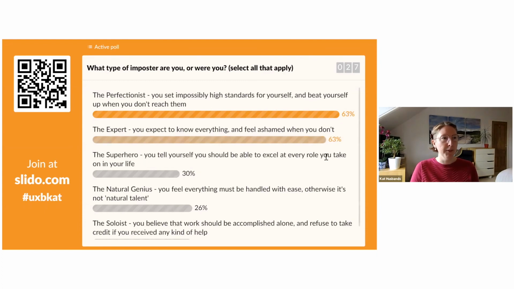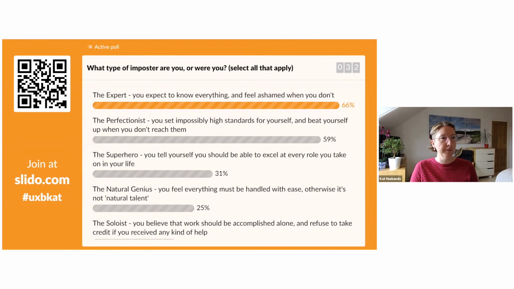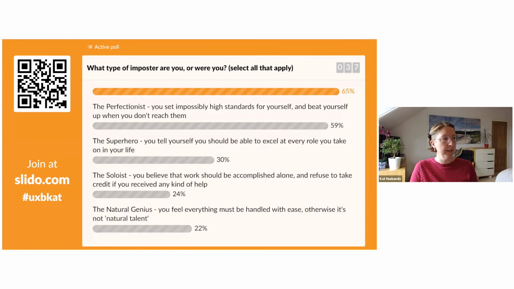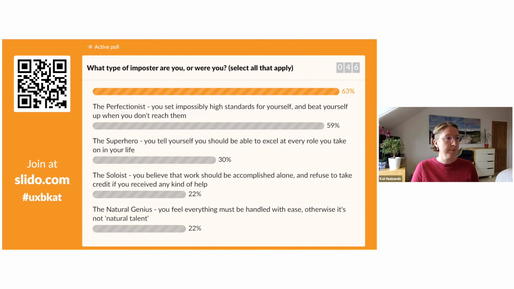Let's have a wee look at the results here. Okay, we have a lot of experts, perfectionists, we have superheroes, about a third, natural genius, and soloist a bit lower. Okay, I'll give that a couple more seconds for it to settle. Just remember, this is the way you think about yourself and what you think you should actually be. Cool. That's actually looking very similar to the survey. That's really interesting. I'm going to close that one now, so thank you.